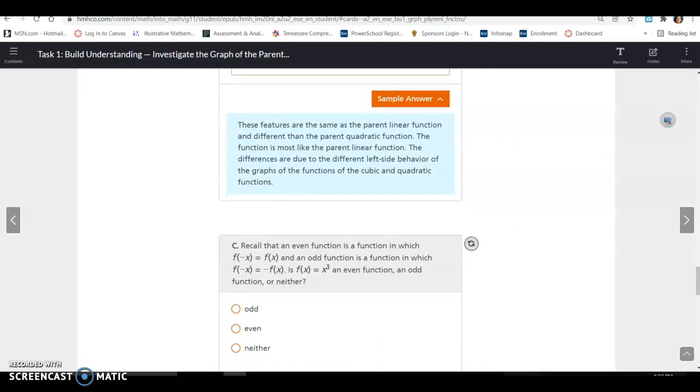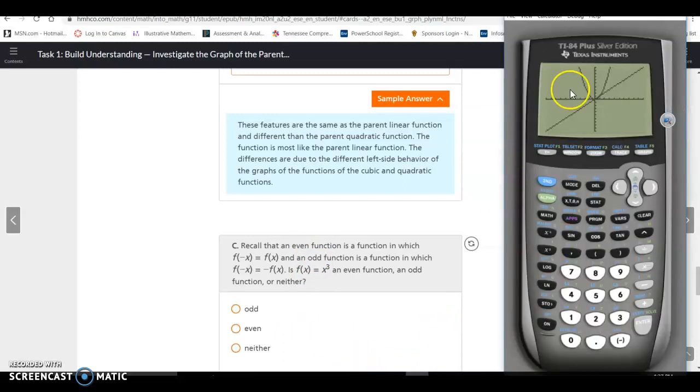So the features are the same as the parent linear function, where y equals x is the linear function, and different from the quadratic function. The function is most like the parent linear function. The differences are due to the different left side behavior of the graphs of the cubic and quadratic functions. Where the quadratic function is curved, that's what makes the difference here, because this makes a U-shaped graph. So the range, the end behavior, all those things will be a little different.